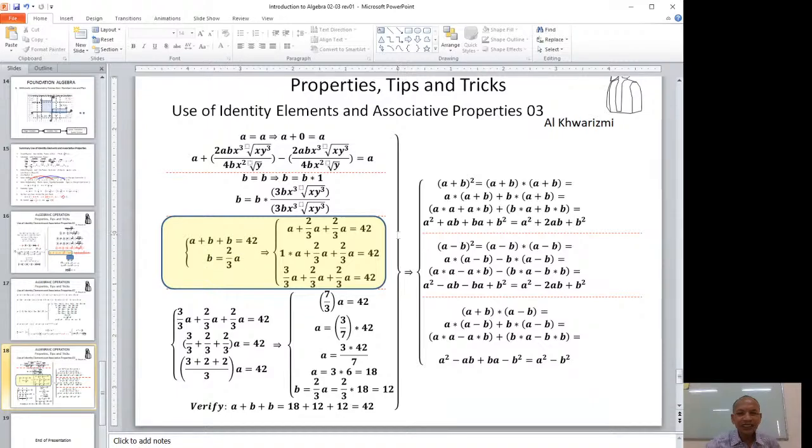Then we have to write all this again. The first equation, A plus B equals 42, in terms of A, all in A. So A plus B, which is 2 over 3 A, equals 42. We can write A as 1 times A, because 1 times A is A. So 1 times A plus 2 over 3 A equals 42. And again, 1 we can replace by 3 over 3, because we will sum the fractions.